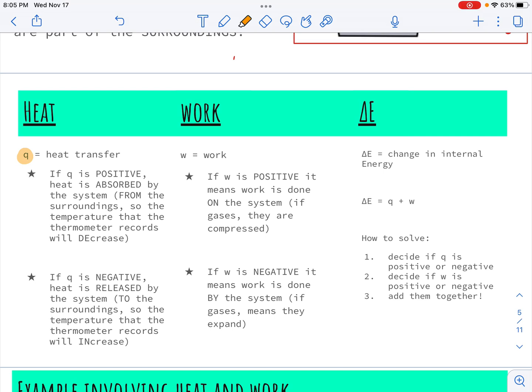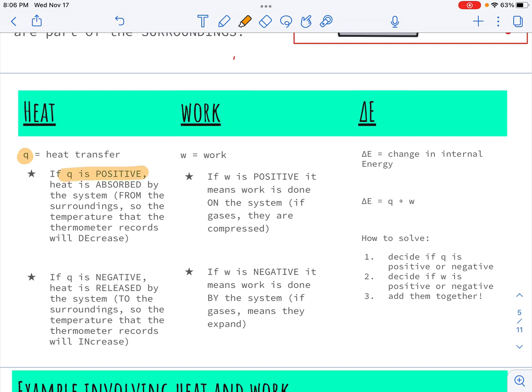So if the heat transfer is positive, that means that the heat is absorbed by the system. So in the system's perspective, it's gaining heat. Okay, this means, of course, that the thermometer will record a decrease in temperature because it's going to lose energy to the system. So from the system's perspective, absorbing heat is a positive q. From the system's perspective, releasing heat is a negative q. It's giving off heat to the surroundings, and that means that if we're measuring the surroundings, the temperature of the surroundings will go up. So you want to always keep that straight.